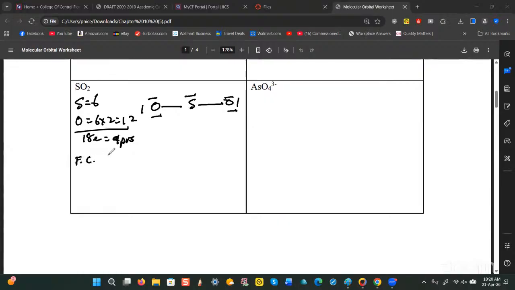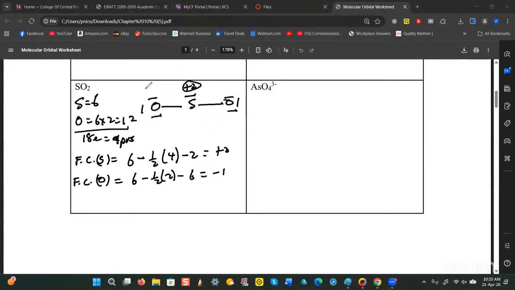So let's do that for the sulfur. How do we calculate the formal charge for the sulfur? Group number 6 minus half of 4, so 4 minus 2. So 6 minus 2 gives you plus 2 on the sulfur. And then we do the similar calculation for the oxygen, which is 6 minus half of 2 minus 6. And that gives you minus 1. So here we have minus 1 on each oxygen.